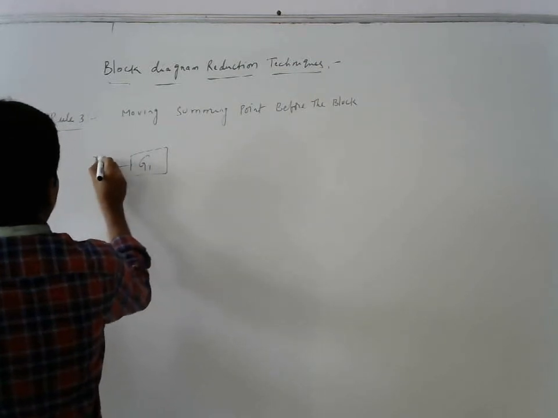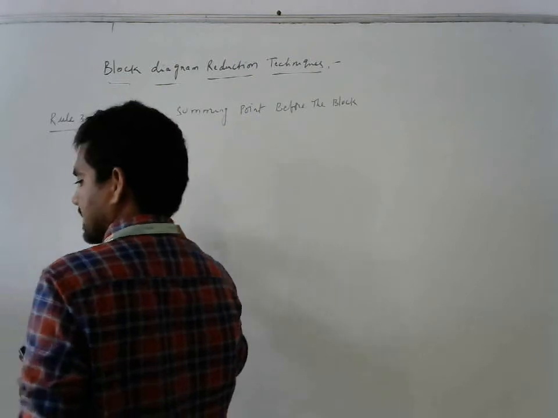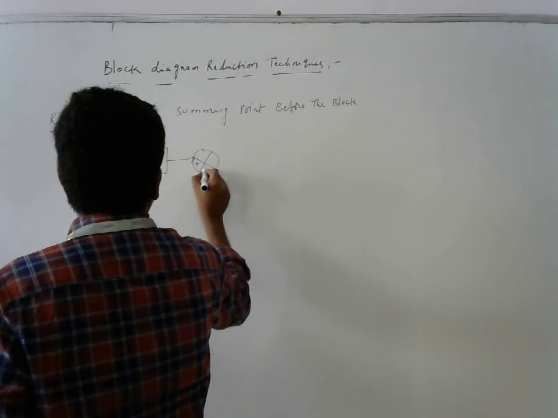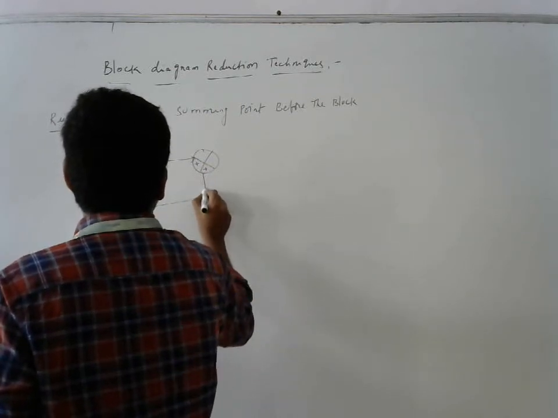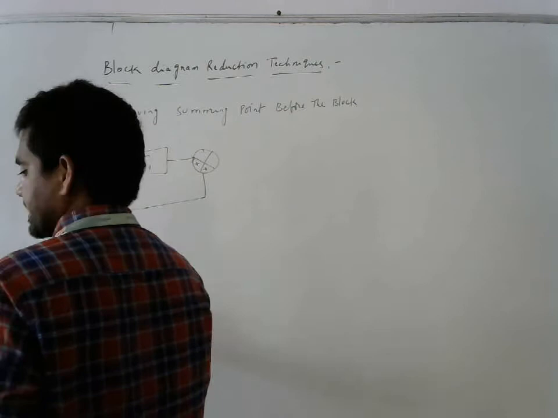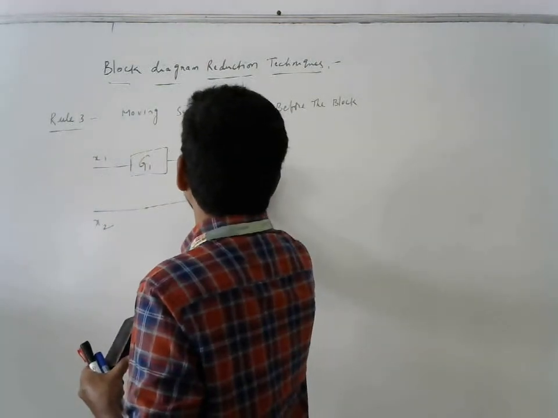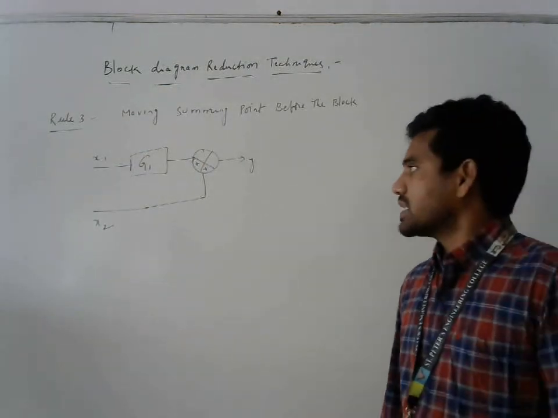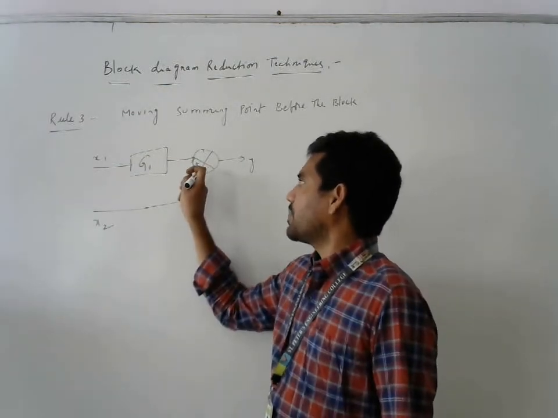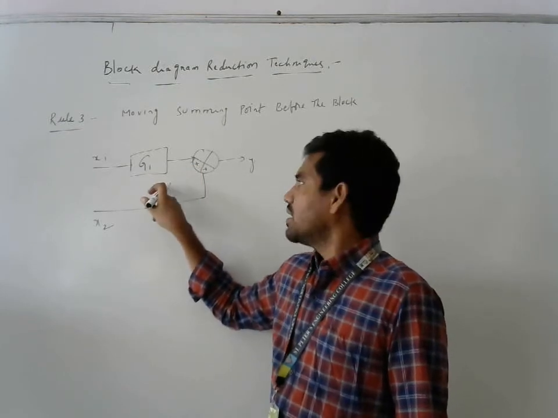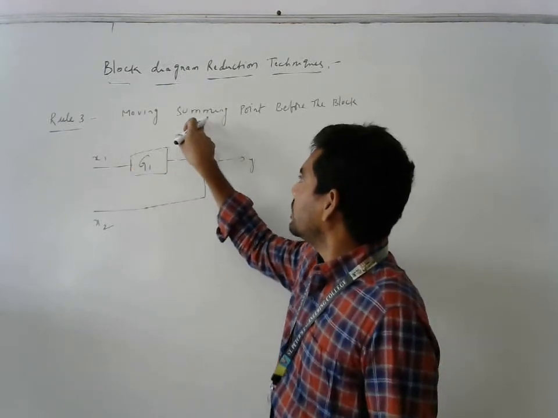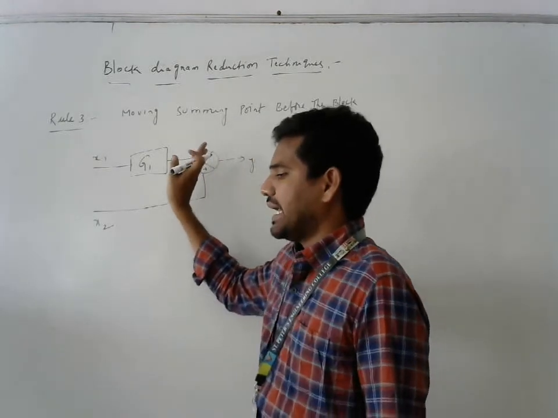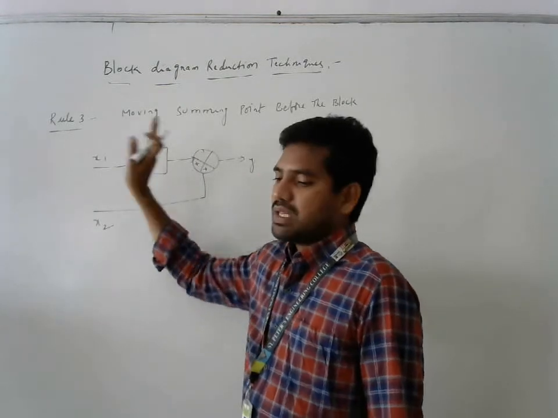This is G1. Here I am having a summing point. This is plus and this is also a plus. This I am going to consider as X2 and the output is Y. This is the diagram I am going to consider. This is the summing point, located after the block. Now I want to move this summing point before the block.